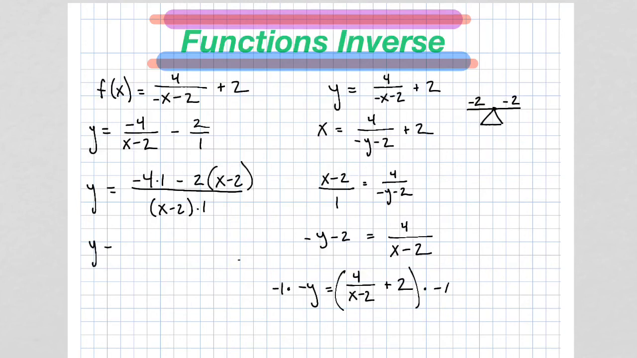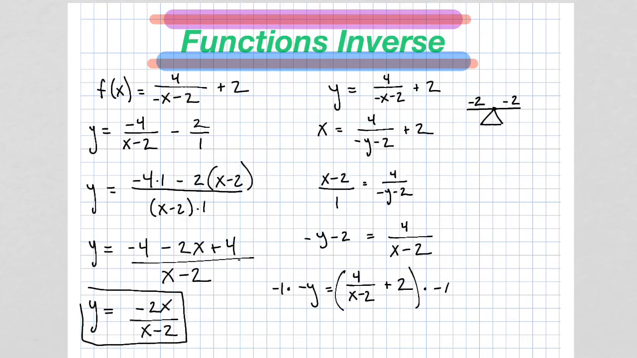Okay, what we're left with, y equals negative 4 minus 2x plus 4 over x minus 2. Distributing this negative 2 in gives us negative 2x. Negative 2 times negative 2 gives us a positive 4. Okay, y equals negative 2x over x minus 2. Here's our answer. So we're going to say the inverse of f of x equals negative 2x over x minus 2.